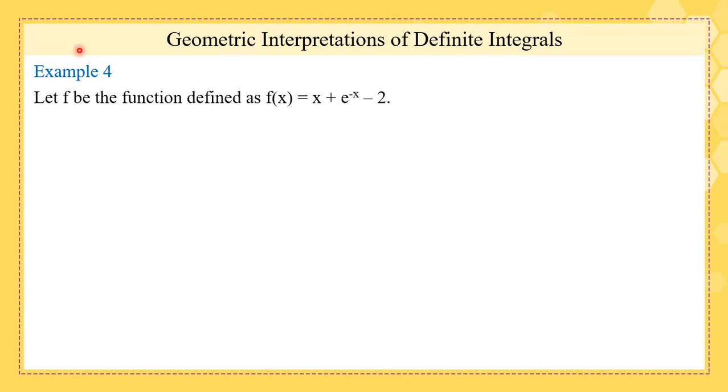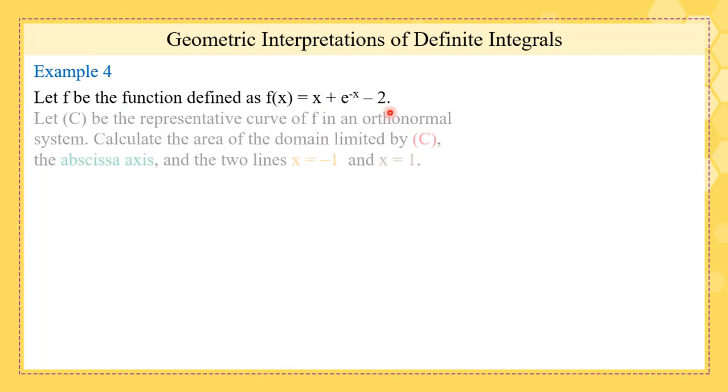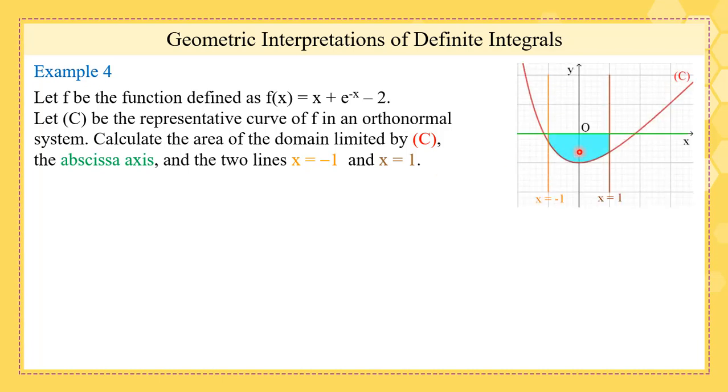Example 4. Let f be the function defined as f of x equal x plus e^(-x) minus 2. Let C be the representative curve of f in an orthonormal system. Calculate the area of the domain limited by C, the abscissa axis, and the two lines x equal minus 1 and x equal 1. This is the area colored in blue.